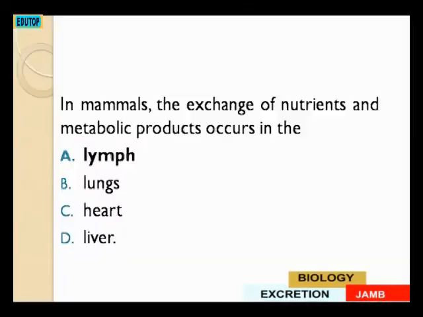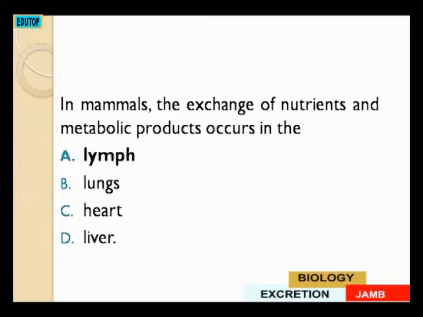Then the liver is the one that is responsible for the production of urea. So the liver is part of the excretory organs too, but the leaf is the one where you have the exchange of nutrients and metabolic products. That is option A, leaf.